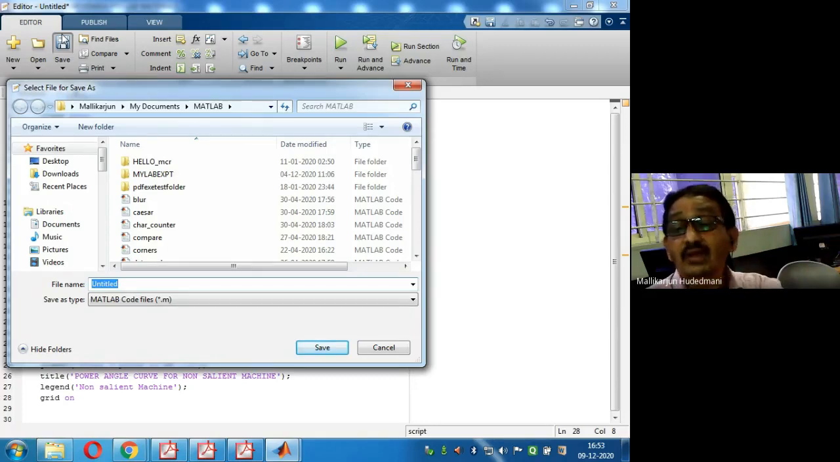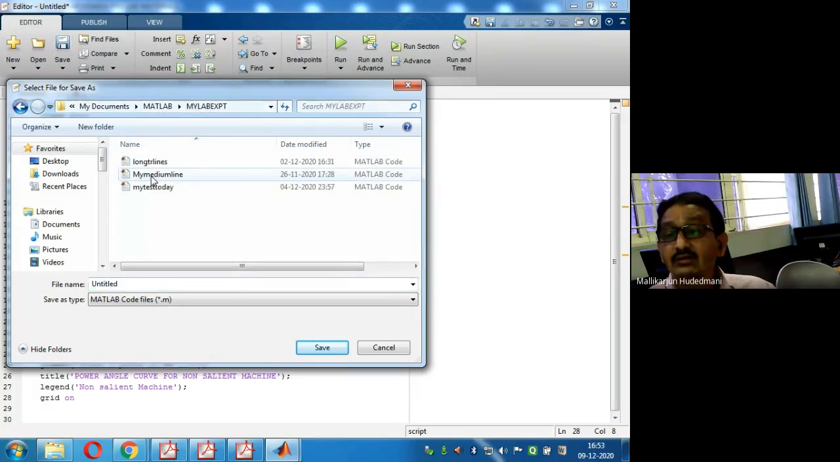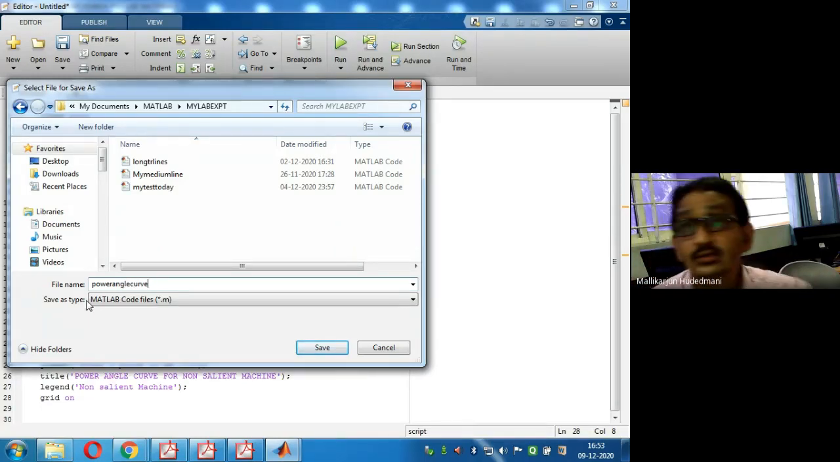For me, my lab experiment was the folder. When I search here, you can see here, my lab experiment, I double click. In this folder, I give today's experiment. So power angle without any space, power angle curve. You should not give any space, no number in the beginning, no special character. Automatically it becomes .m. Give it.